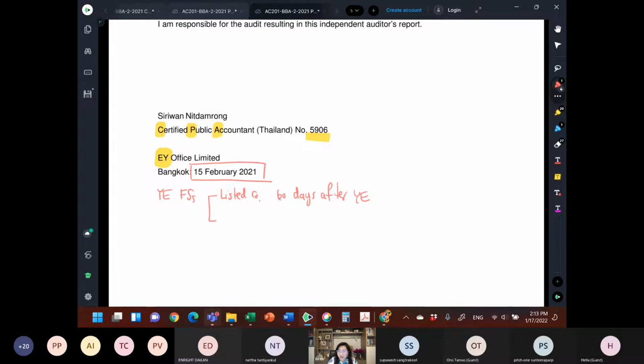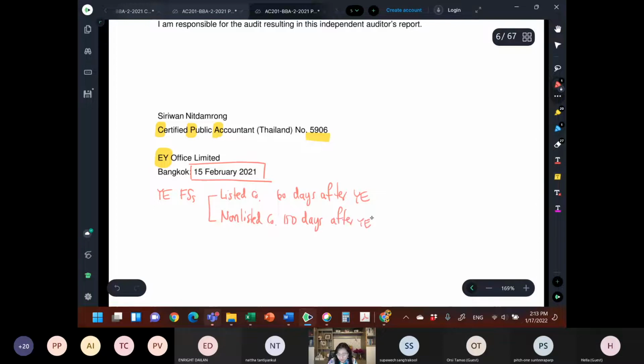Right, so after the end of the year, you have 60 days to prepare the financial statements and get it audited by the auditor, and then submit the report to the governing bodies, right? So 60 days. But if you are non-listed, you have 150 days after year end, which is the same deadline as tax. Okay, so it's the same deadline as tax.